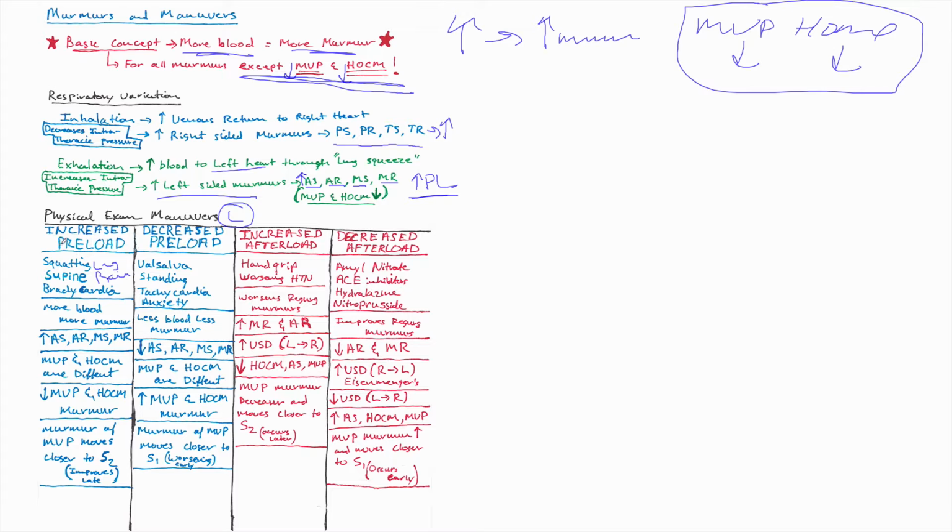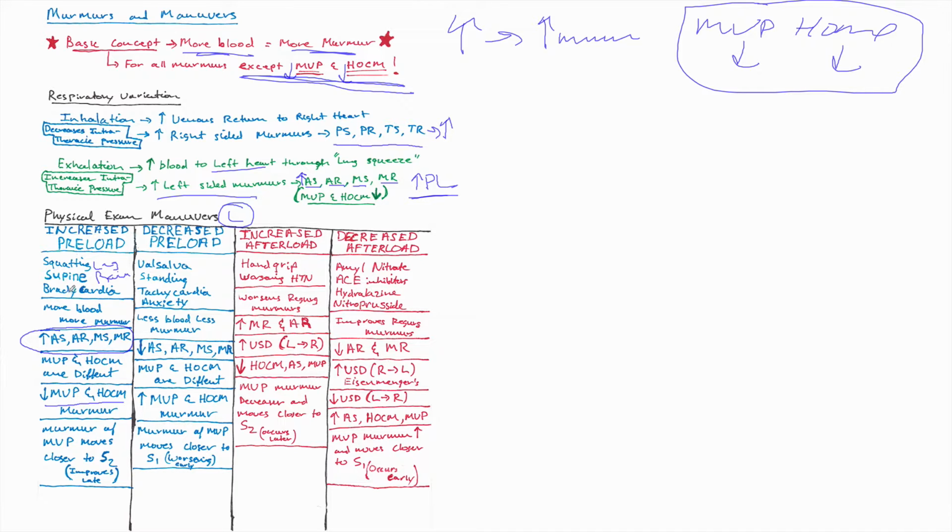If we increase preload, that's going to be more blood returning to the left ventricle. So more blood equals more murmur for everything except mitral valve prolapse and HOCM. Those 2 murmurs will decrease with more blood. Every other murmur will increase: aortic stenosis, aortic regurg, mitral stenosis, mitral regurg. That's going to be anything that involves squatting, laying supine, bradycardia, passive leg raise. All that will increase preload. Remember, bradycardia increases preload.